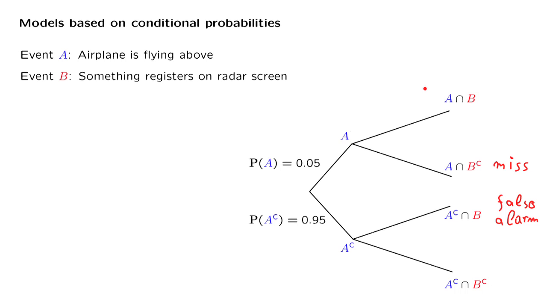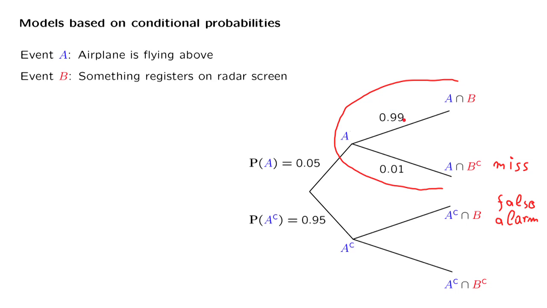Now let us focus on this particular situation. Suppose that event A has occurred. So we are living inside this particular universe. In this universe, there are two possibilities, and we can assign probabilities to these two possibilities. So let's say that if something is flying up there, our radar will find it with probability 99%, but will also miss it with probability 1%.